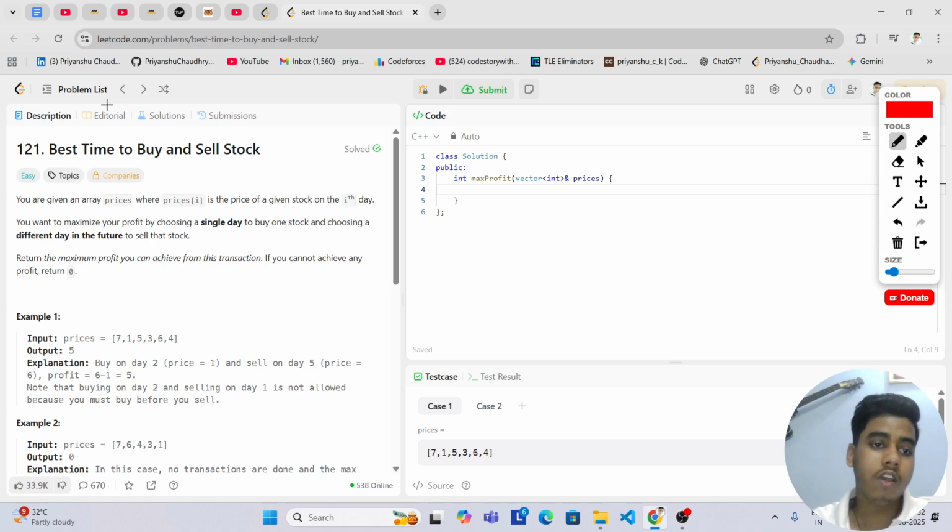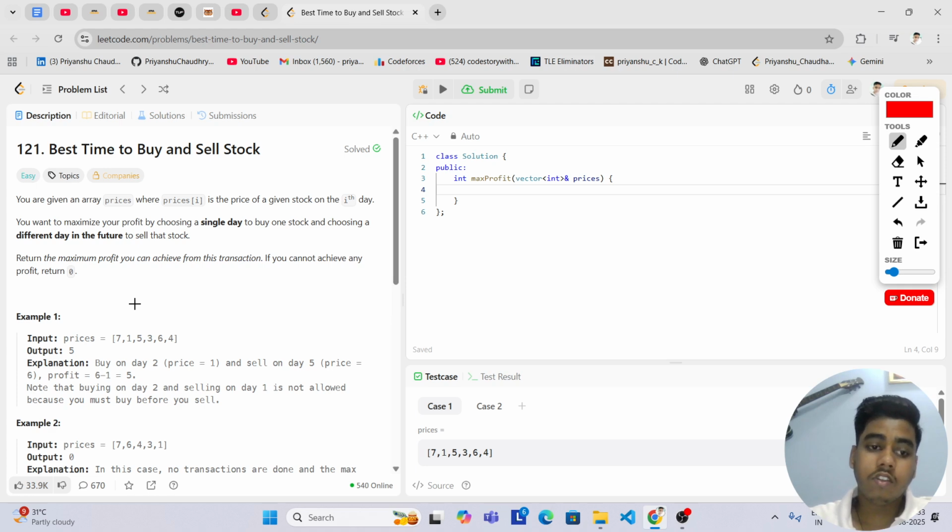So today I will be solving best time to buy and sell stock. This is an easy problem. The problem says you are given an array prices where prices[i] is the price of a given stock on the ith day. You want to maximize your profit by choosing a single day to buy one stock and choosing a different day in the future to sell that stock. Return the maximum profit you can achieve from this transaction. If you cannot achieve any profit, then return 0.